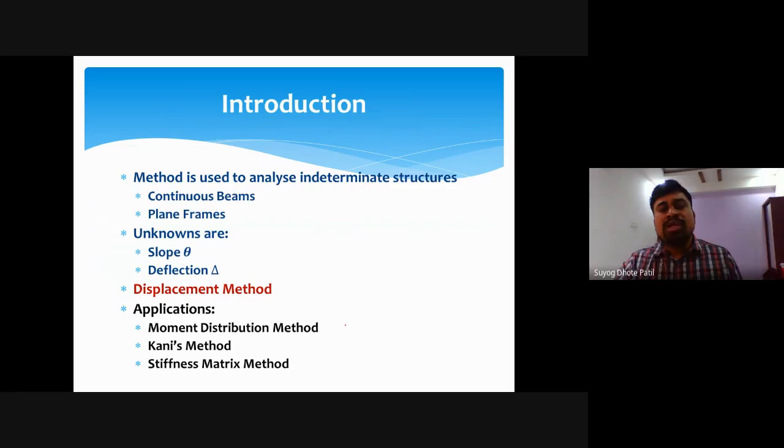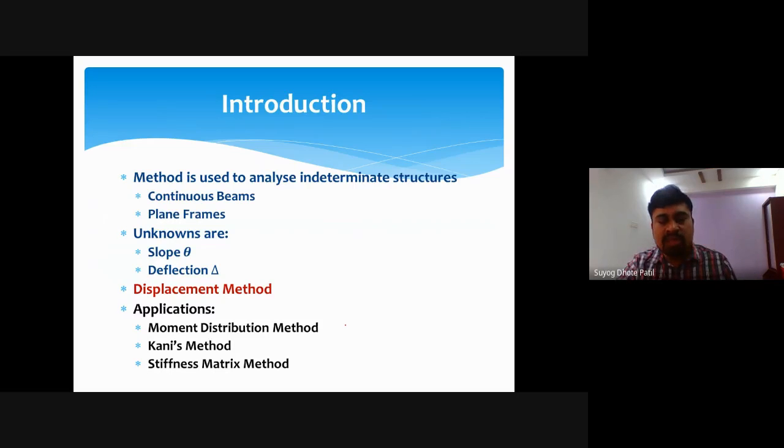This method is used to analyze indeterminate structures. Now the question comes to mind: what kind of indeterminate structures? Like continuous beams and plane frames. For continuous beams and plane frames, we specifically use this slope deflection analysis. Two basic unknowns are there: the slope at a particular joint or support, and the displacement of a particular support or joint.